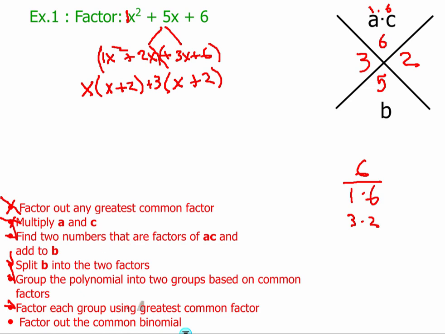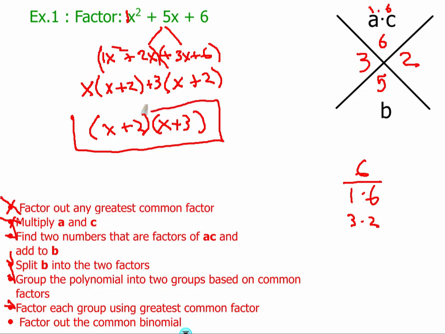And now this says factor out the common binomial, but really what that means is I just want to rewrite this thing into two binomials, and it's really easy. In the first one, just put what's inside your parentheses, x plus 2. And for the second binomial, just put in what's outside, x plus 3. And now I've taken this trinomial and turned it into two binomial factors. If I multiplied this thing out, I would end up back where I started. So this is the factored version.